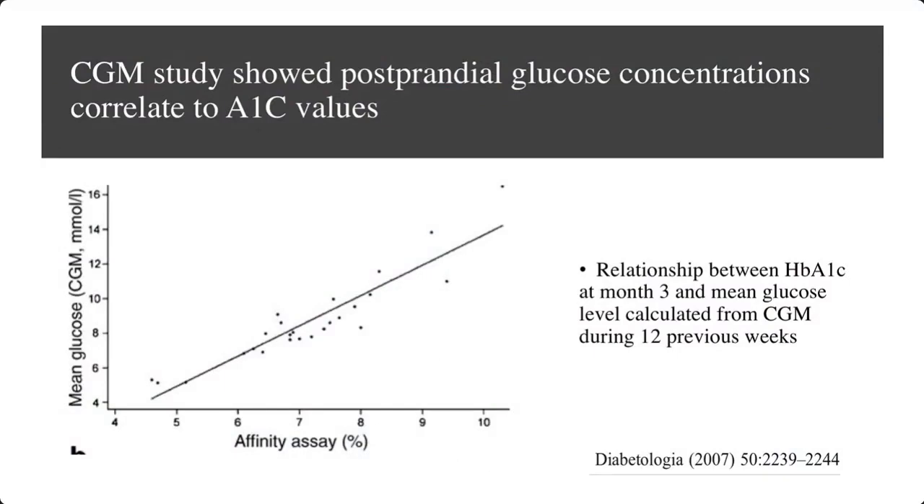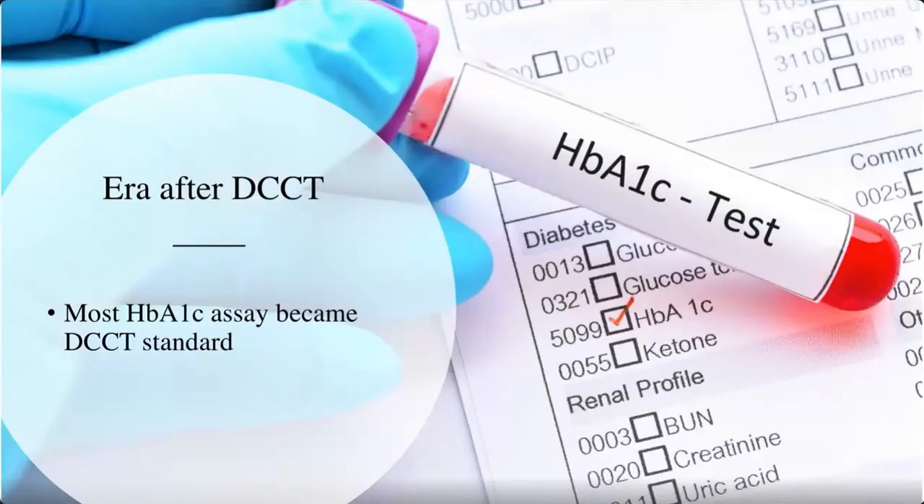Subsequent studies using CGM plotted against hemoglobin A1C showed the same relationship, that there is a direct relationship between hemoglobin A1C and blood sugar monitoring. So if the person has low sugar, the hemoglobin A1C will be low. If the person gets high sugar, the hemoglobin A1C is high. So there is a direct relationship between the blood sugar and hemoglobin A1C.